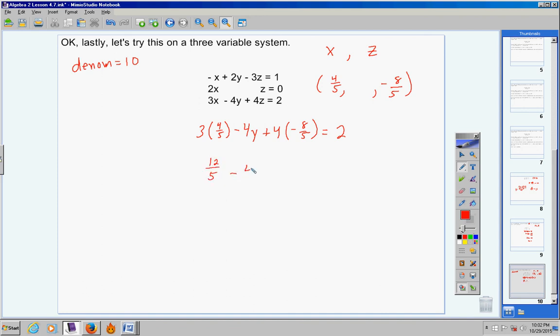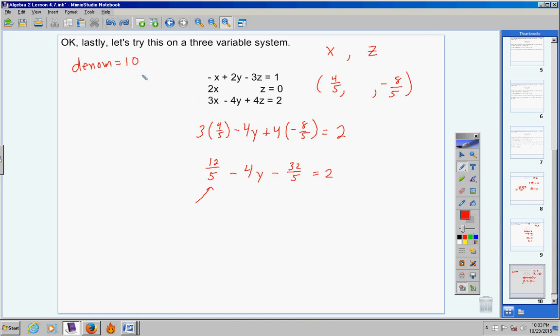Negative 4y is negative 4y. 4 times negative 8 fifths is negative 32 over 5. Equals 2. Now your denominator is 5 and 5. So we're going to multiply the entire equation by 5. Now what if it had been 5 and 15? Well, what's a common denominator for 5 and 15? 15 is, so you would multiply the entire equation by 15.